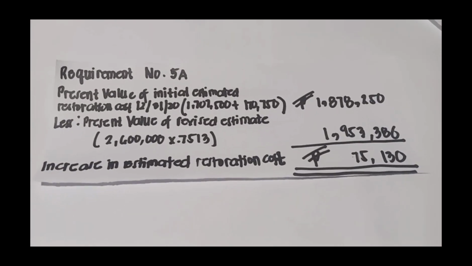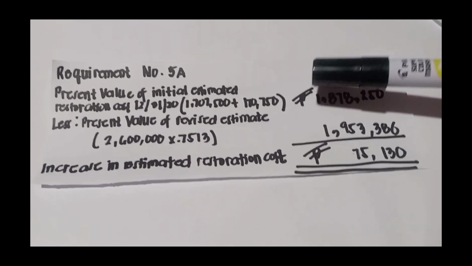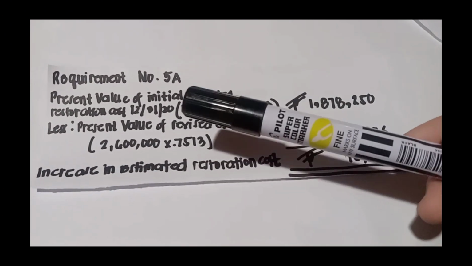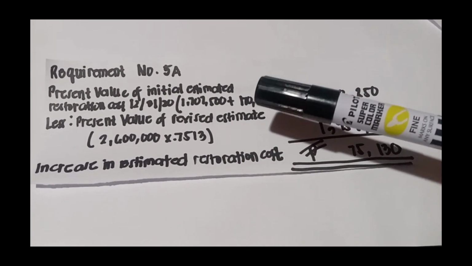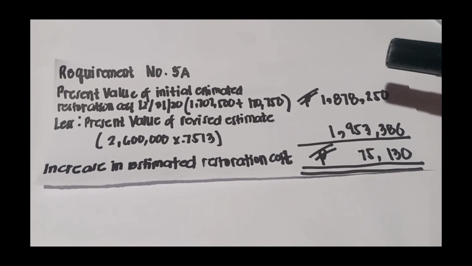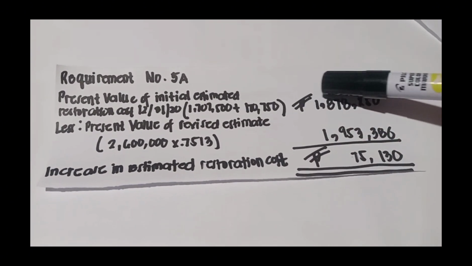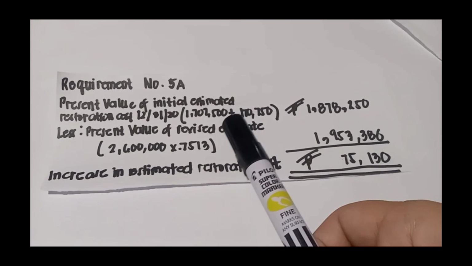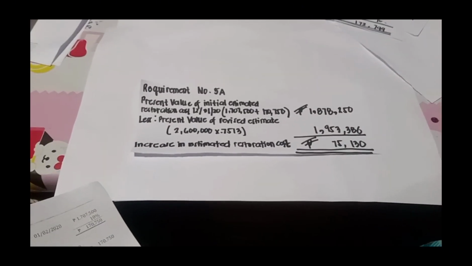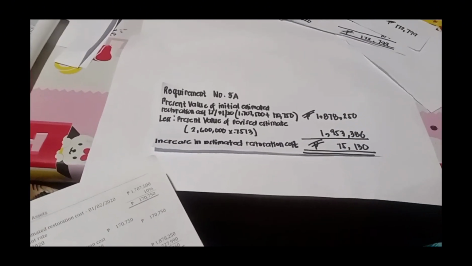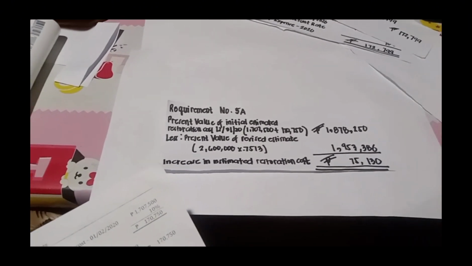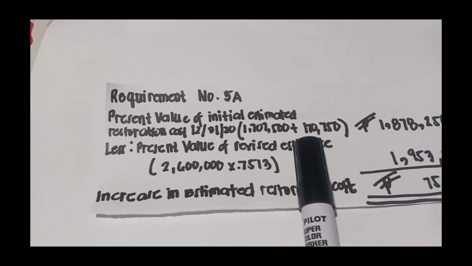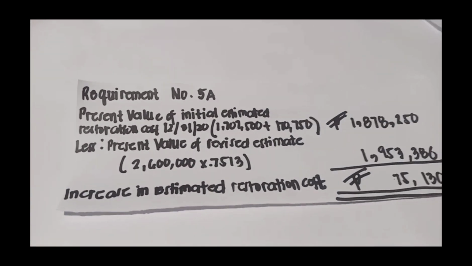Now, ang atong first na buhaton sa requirement number 5, atong kwaon ang present value of estimated restoration cost sa December 31, 2020. So, 1,707,500 plus 170,750 a total of 1,878,250. Kabantay mo na same ra ni sa requirement number 4. Same ra siya sa requirement number 1 ug kanina sa requirement number 3. Same ra nila pag-compute sa requirement number 4.